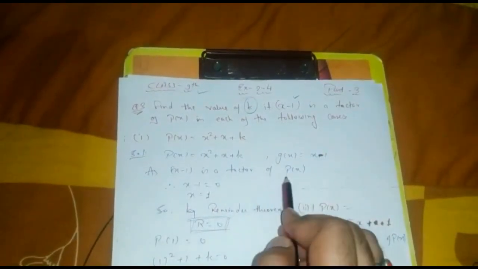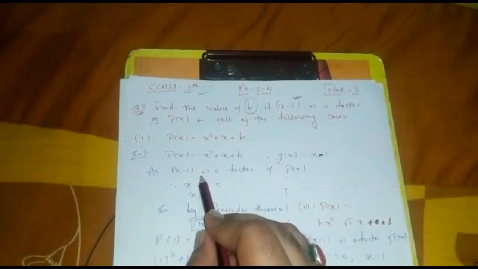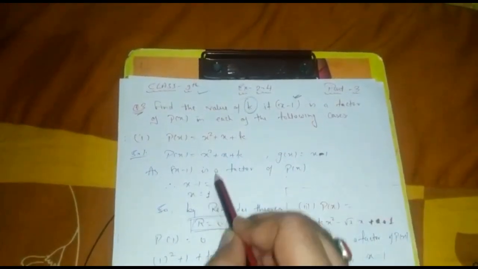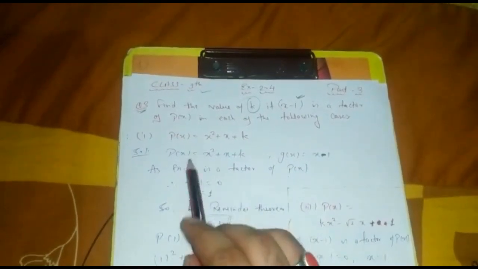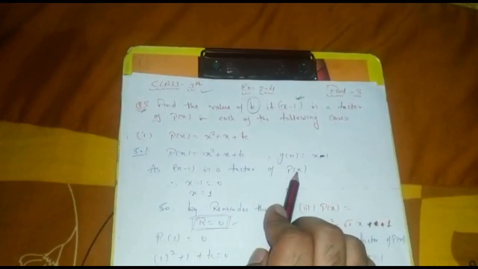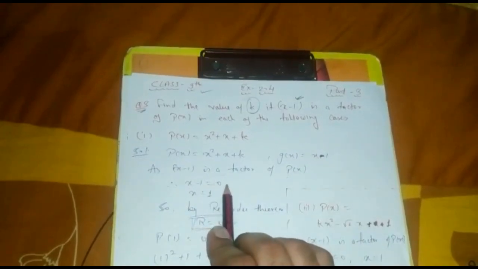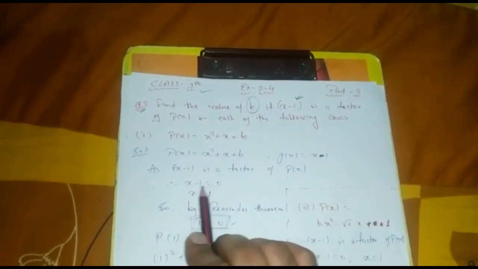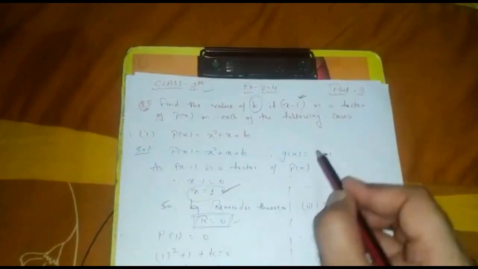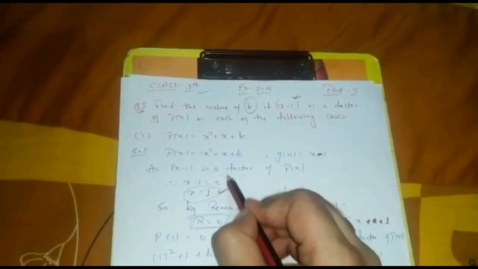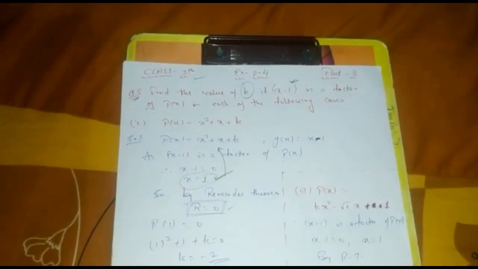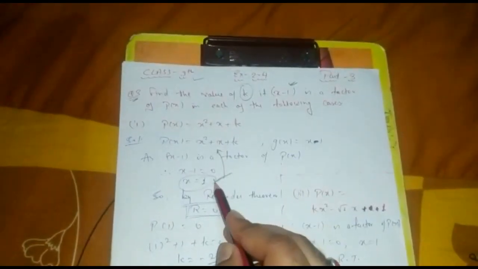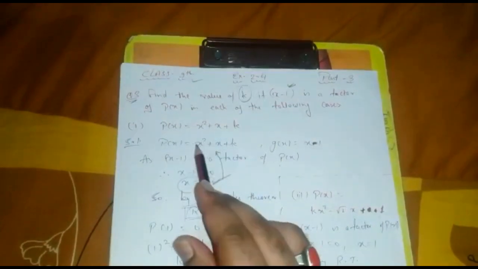As x minus 1 is a factor of p(x), it is given that x minus 1 is a factor. That means when we put x equal to 1 in this particular polynomial, it gives remainder equal to 0. So as x minus 1 is a factor of p(x), x minus 1 equals 0 and x equals 1. So the value of x is 1. When we put x equal to 1, this polynomial becomes 0.